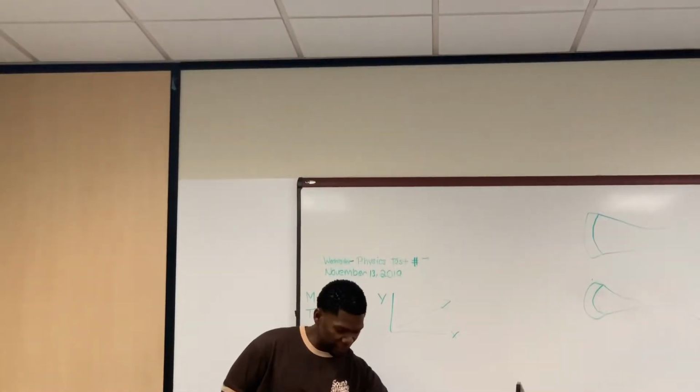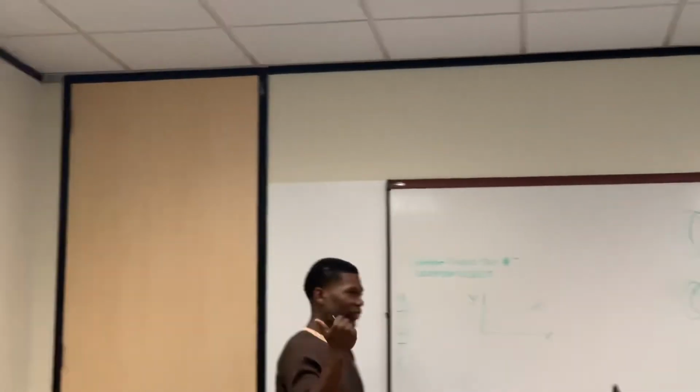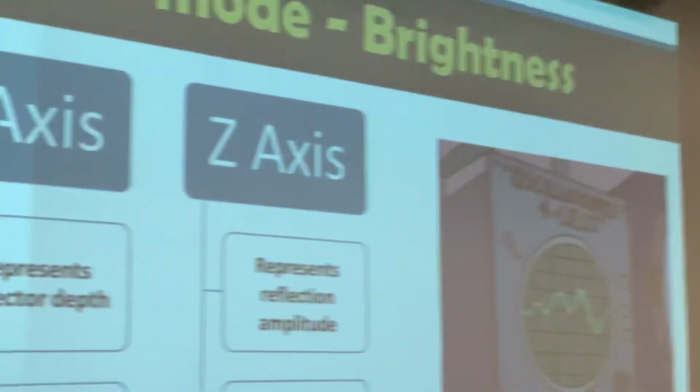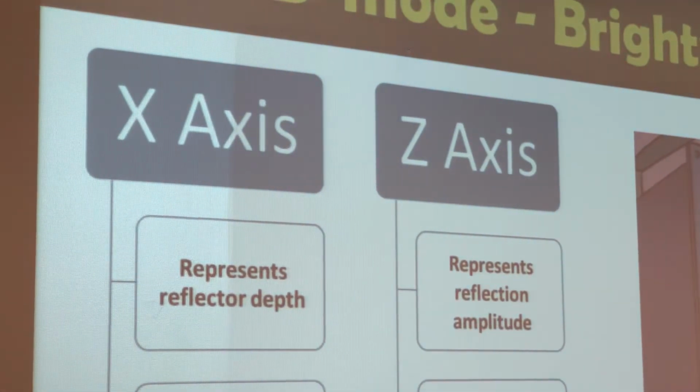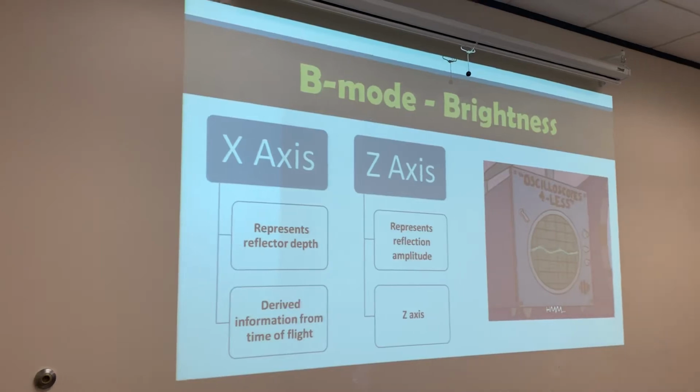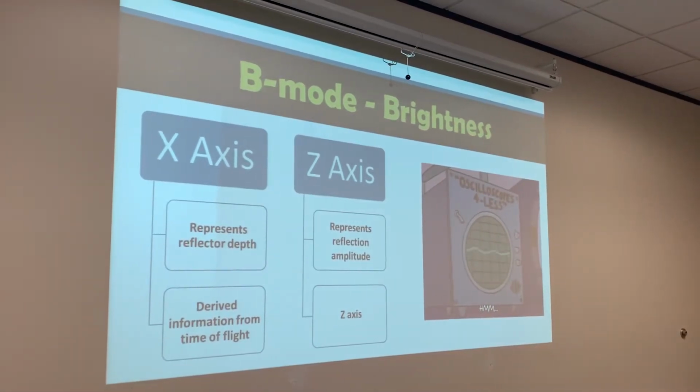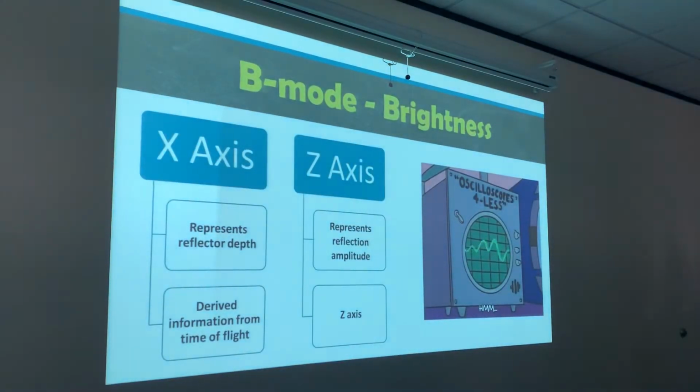Just in case somebody wants to know what the z-axis is, I just really want you to know that B mode has the z-axis associated with it, and it represents the amplitude. Only B mode. That's the distinction right there. Appears as a line of dots of varying brightness. There's no y-axis associated with B mode scans.